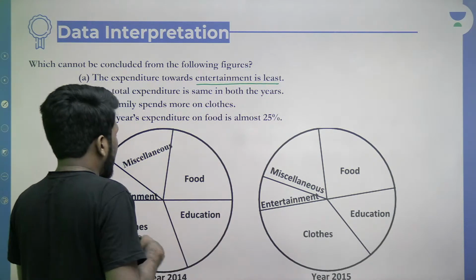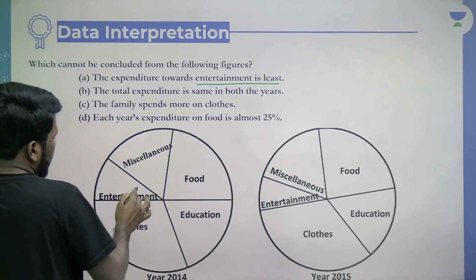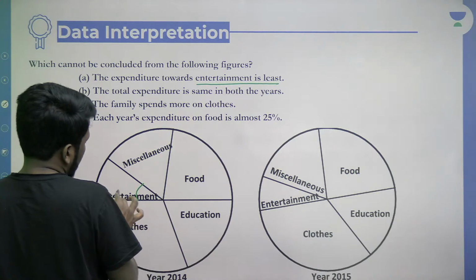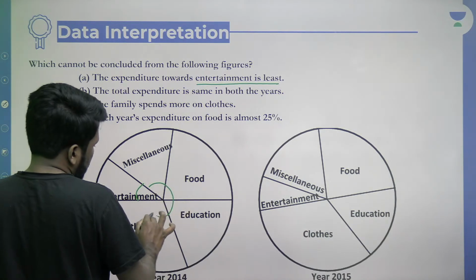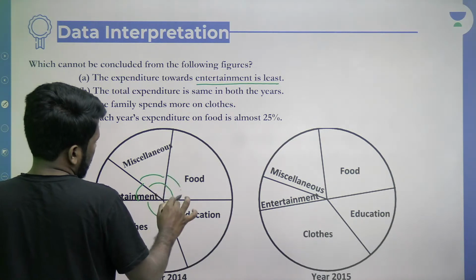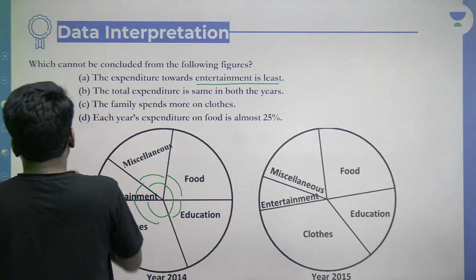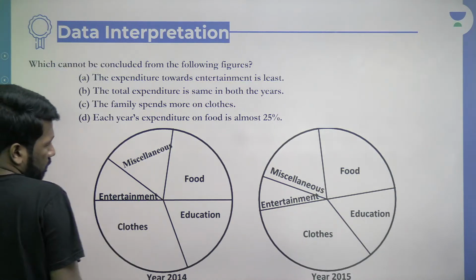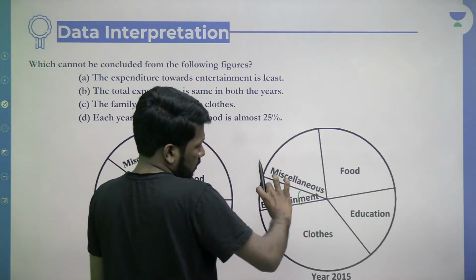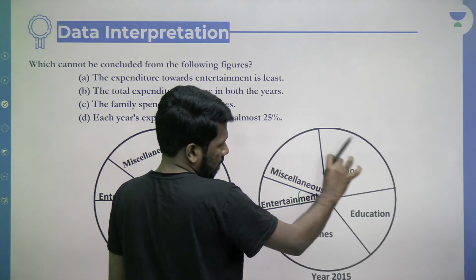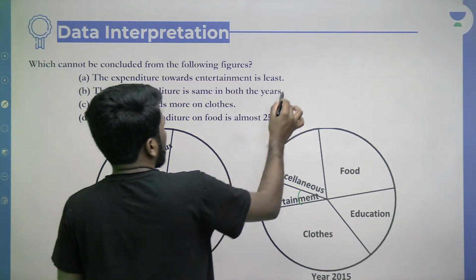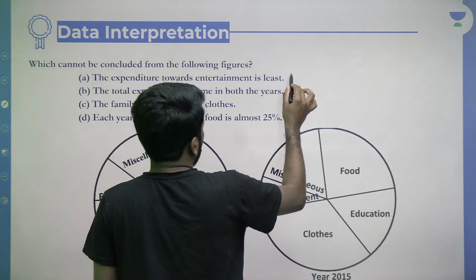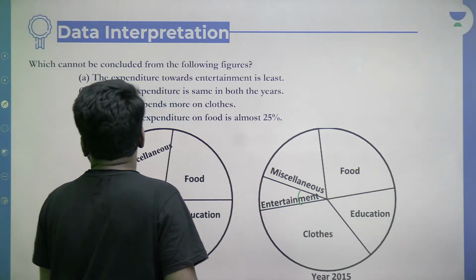Can you conclude that? Yes, you can conclude that, because in both the years the entertainment sector is smaller compared to any other sector. Compared to miscellaneous, food, education, clothes, entertainment is the smallest in 2014. In 2015 also this is the smallest sector compared to the 5 sectors. So clearly option A can be concluded. Can be concluded means option A is not the answer.